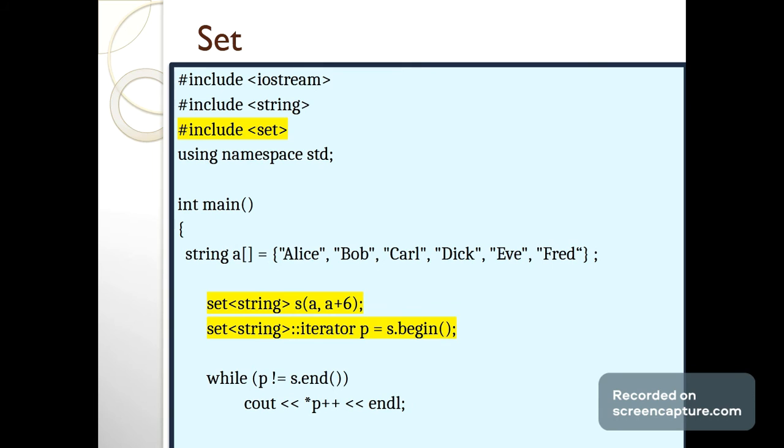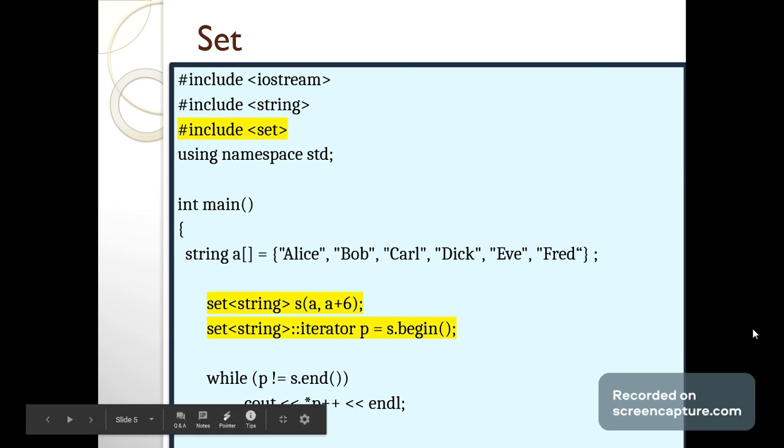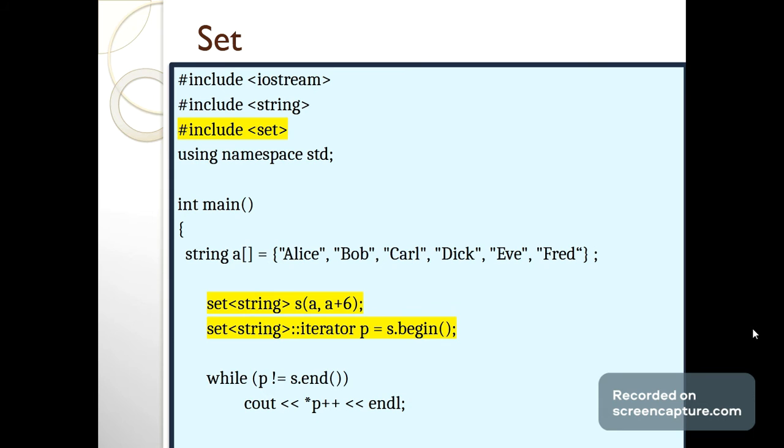The pointer should point to Bob, that is why plus plus. And asterisk means the value. That is why I'm writing asterisk p plus plus. If you remember pointers and pointer arithmetic, this will be easy for you to understand.